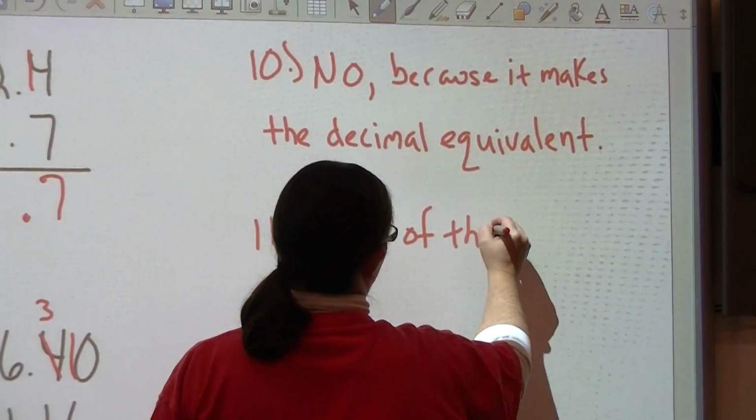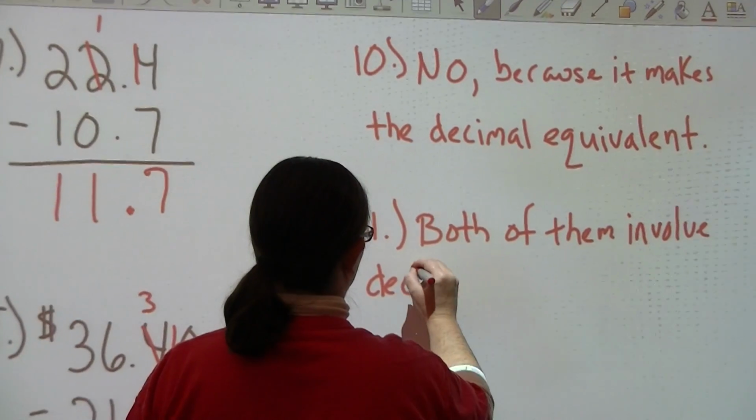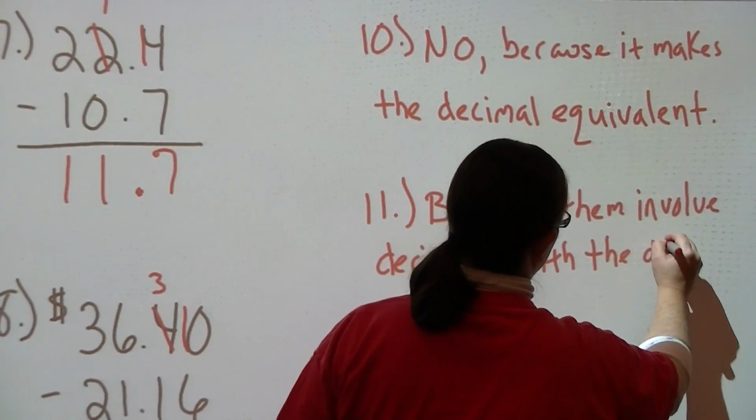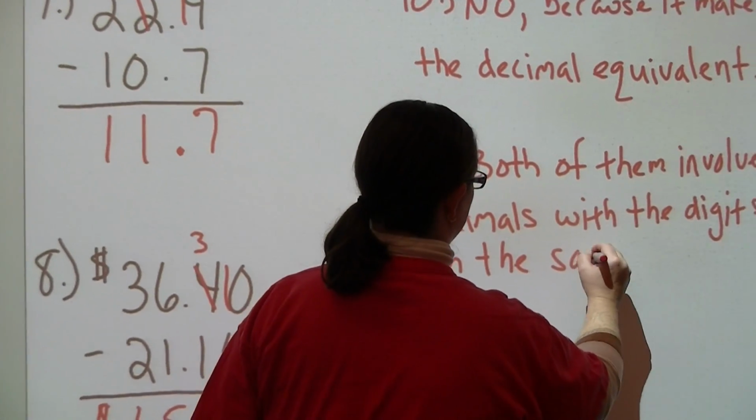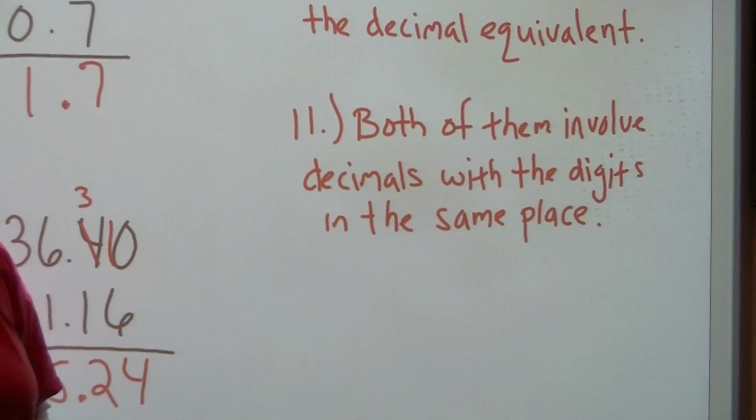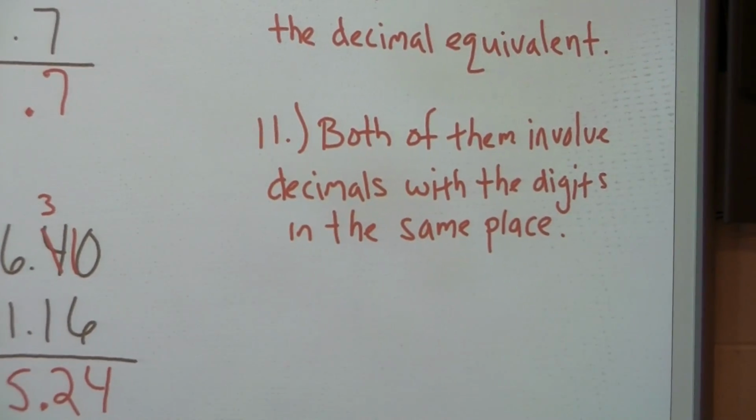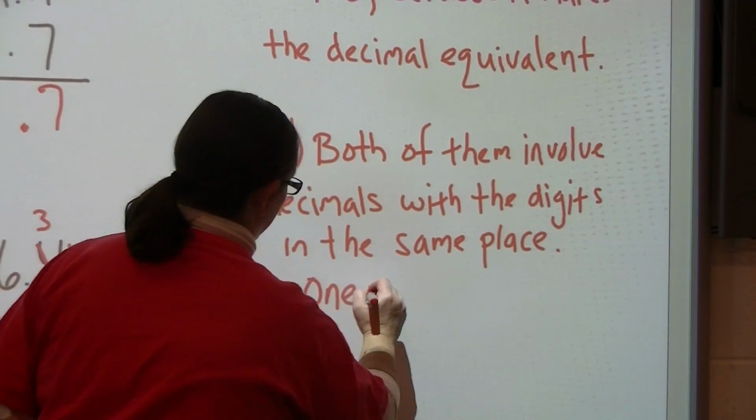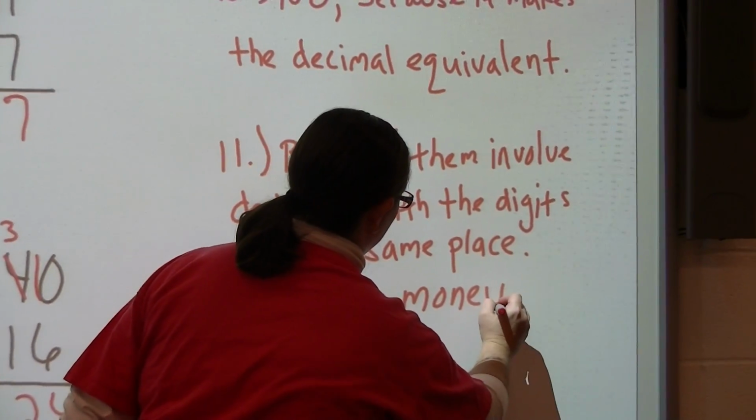Both of them involve decimals with the digits in the same place. So that's how they are the same, and they are different. How again? Because the first one doesn't have money, but the second one does. So they're different because one is money. So just to put it in short terms here, one is using money.